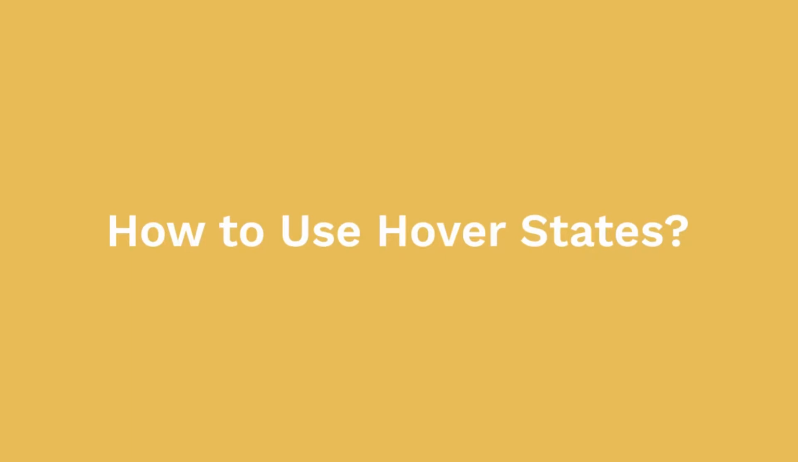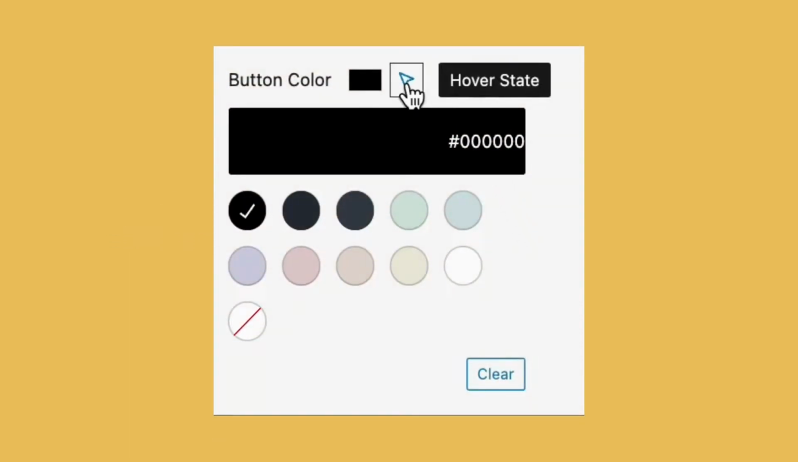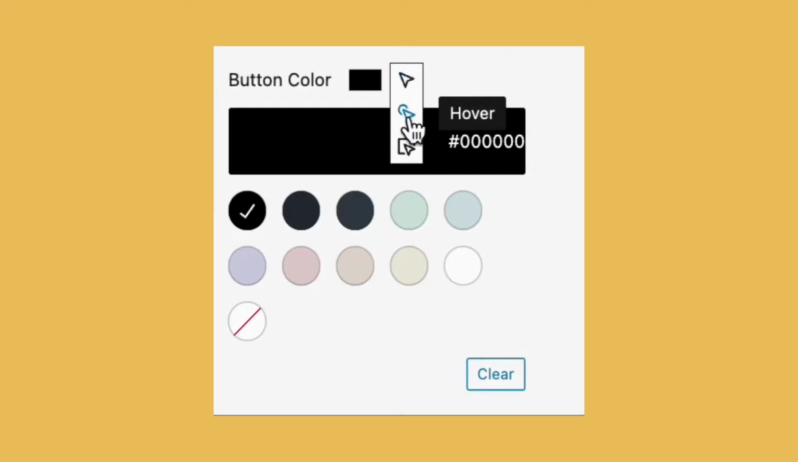How to use hover states? When editing your block attributes in the inspector, you may notice a small arrow icon beside the name of some options. Click on that to toggle between the different states of the block. You can toggle between normal, hover, and parent hovered.